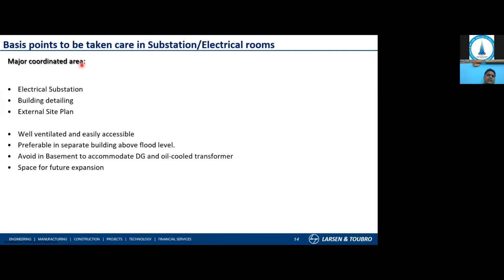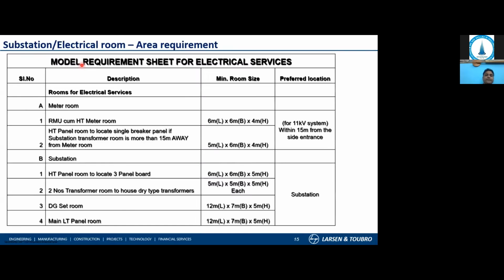Then space for future expansion. All these are the basic things which have to be taken care of. See, these are the guidelines which we follow internally in our organization, where in this table you can easily make out, if I have to go for a meeting room, what is the minimum space of the room required, and where is the preference, where I want it. And this 15 meters from the site entrance is a norm, because a person from the electricity board, when he comes for maintenance or for noting the metering requirement and consumption, it has to be within 15 meters. You have to follow this.